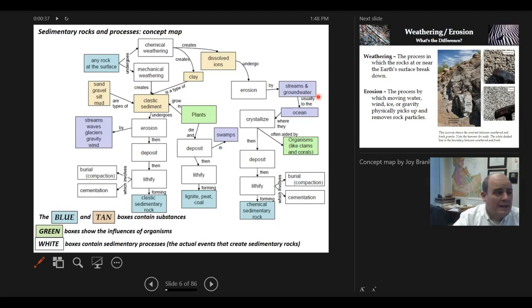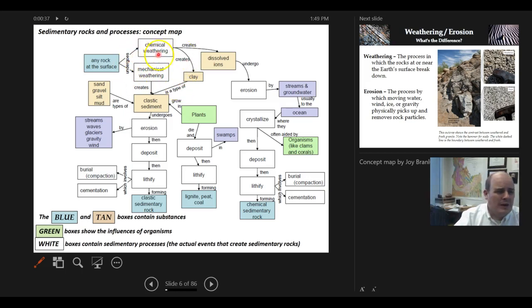Okay, students, we're back again. Last time we ended up with the concept map, which is, by the way, a great summary to help you understand sedimentary rocks, and something you should go back to study from as we go through this. However, we're now going to go into some more detail.